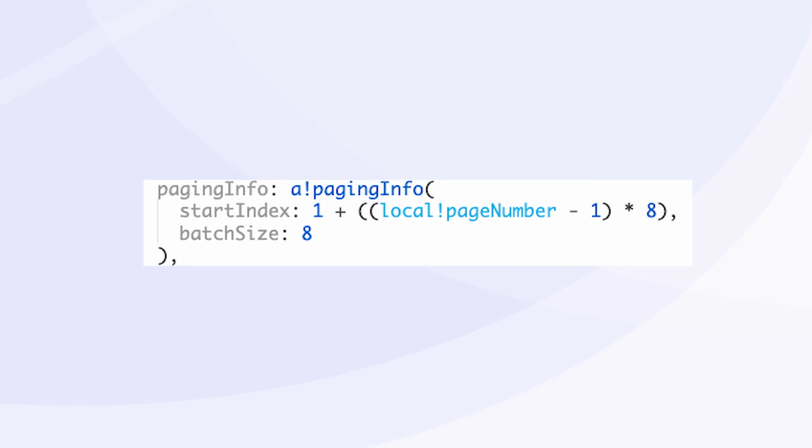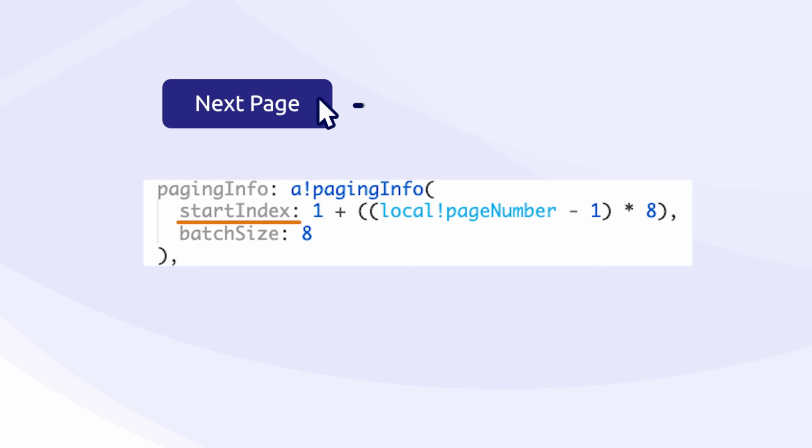Then, we ask for the next batch. The batch size parameter tells Appian how many records to get. A common number is 25 to 100. The start index tells it where to begin. When the user clicks Next Page, start index goes to the start of the next batch.